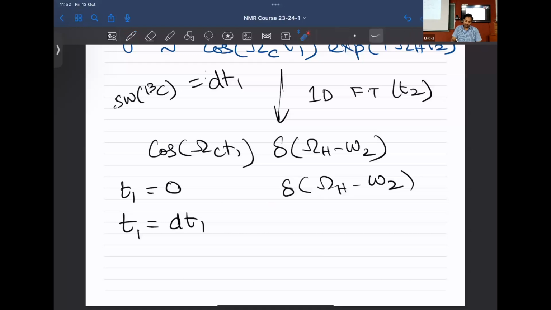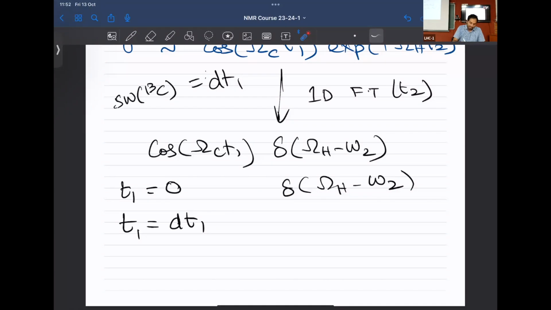You get the Dirac delta function at the chemical shift of the proton that you're looking at. Let's do another 1D experiment such that instead of keeping that small T1 at 0, you just increase it to the dwell time that is required. What you will realize is that this signal is going to get modulated. It's going to lose a little bit in intensity.